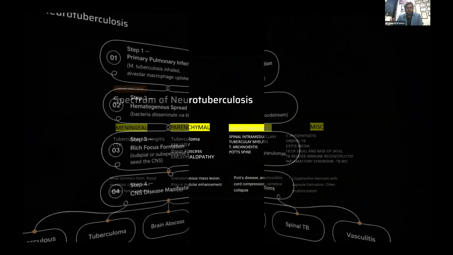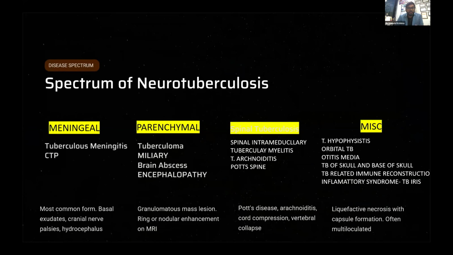So what is the spectrum of neurotuberculosis? It is in the meninges. In the meninges, it is tubercular meningitis, and there can also be chronic tubercular pachymeningitis. When it moves from the meninges to the parenchyma, they present as tuberculoma, miliary TB, brain abscess, and tubercular encephalitis. When it shifts down to the spine, they may present as intramedullary tubercular myelitis and tubercular arachnoiditis, and most commonly as Pott's spine. Miscellaneously, in the CNS they can present as hypophysitis, orbital TB, otitis, TB of the skull and base of the skull, and also TB iris.